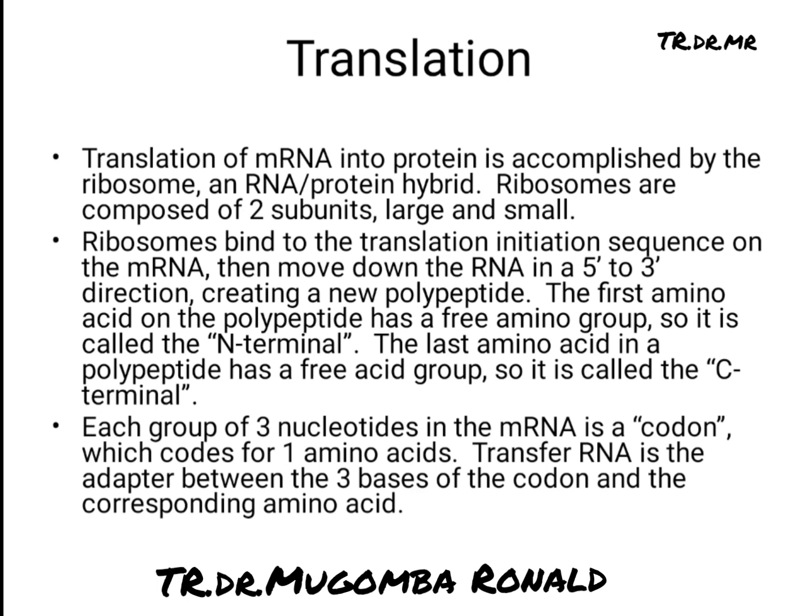magnesium. This magnesium is very important for holding the small subunit of the ribosome together with the large subunit. So they are held together by the magnesium. The ATP is very important when it comes to activation of the transfer RNA molecule.